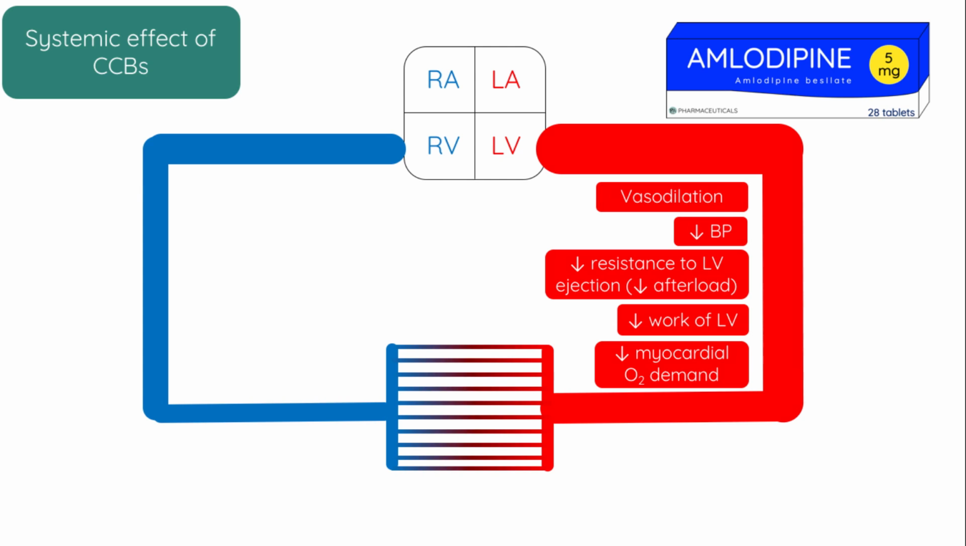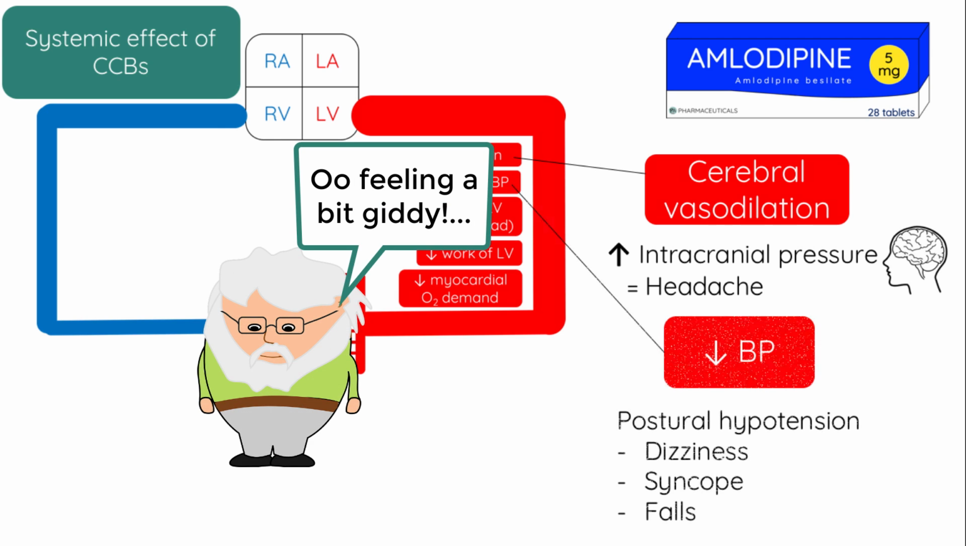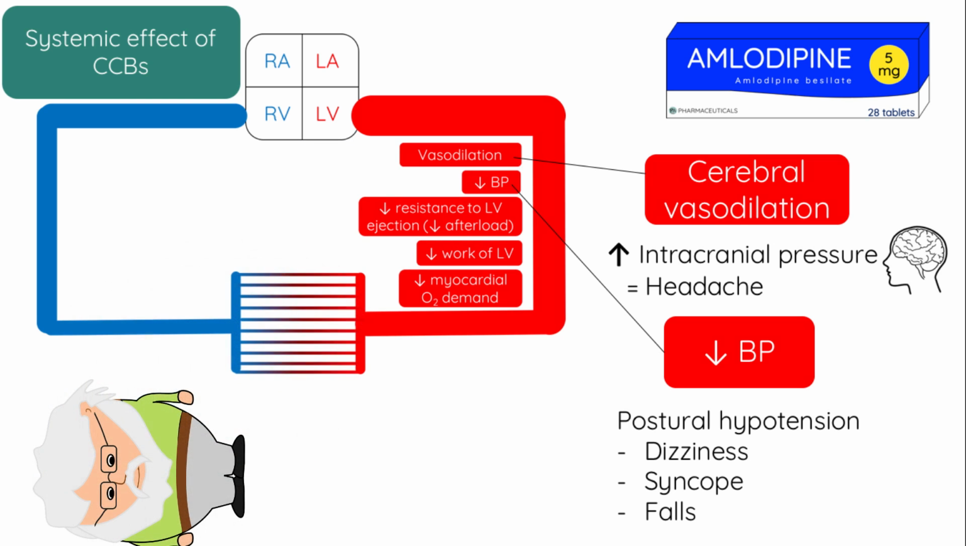At this point, it's useful to point out some of the side effects of calcium channel blockers, particularly the dihydropyridines. Vasodilatation of systemic arteries includes cerebral arteries. When these vessels expand, it can cause a slight increase in intracranial pressure, and patients may experience a throbbing headache. Throbbing is thought to be due to the pulsation of the meningeal arteries. As with any drug that lowers blood pressure, there is also a risk of severe and potentially symptomatic hypotension that may cause dizziness, syncope, or falls, particularly in older patients who have a reduced baroreceptor response.